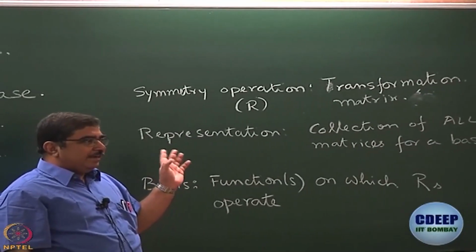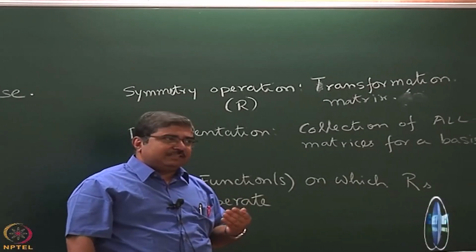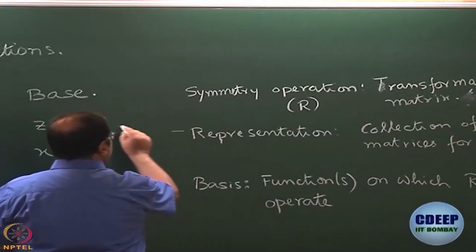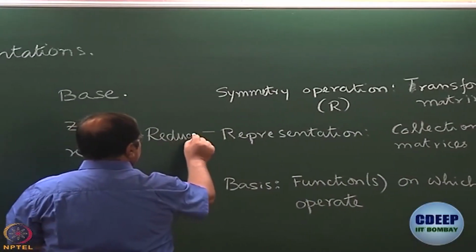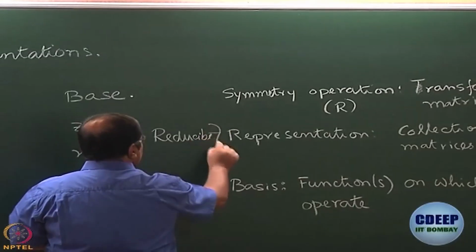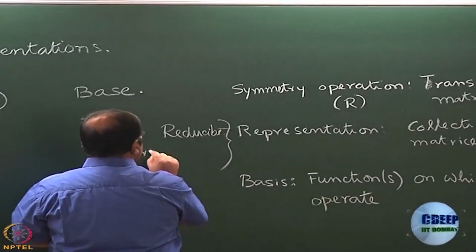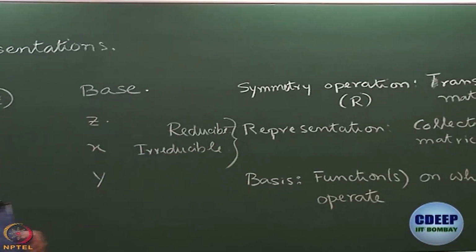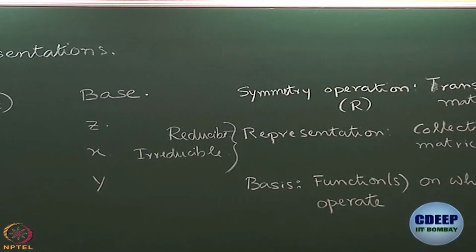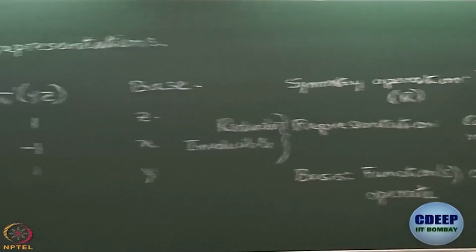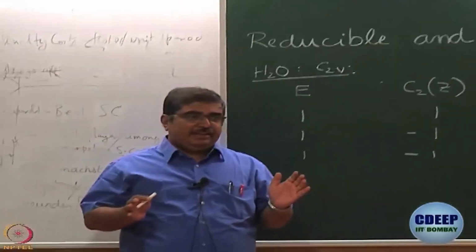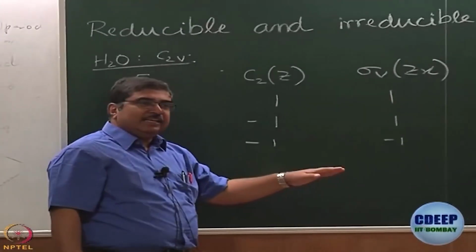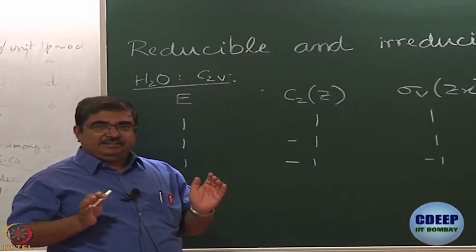As we discussed towards the end of the last class, representations can be reducible or they can be irreducible. What is the meaning of a reducible representation? A representation in which you have larger matrices that can be block factorized in the same way to give you smaller representations. For example, when we worked with x, y, z, the matrices we got were all 3 by 3, right?